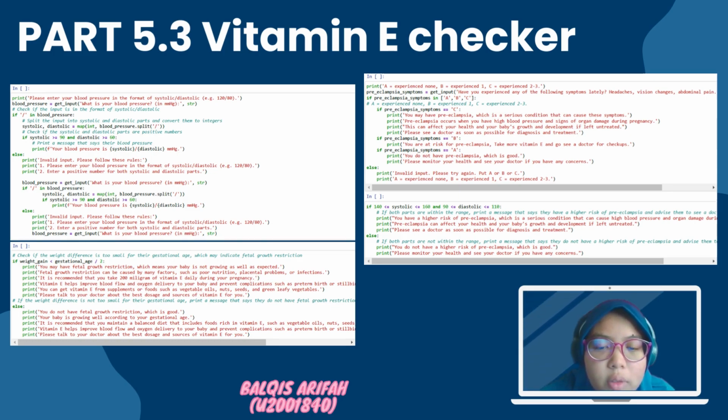And then next, we will ask for pre-eclampsia symptoms. If they have lots of symptoms, then they may have preeclampsia. If they have zero symptoms, then they do not have preeclampsia. And lastly, based on their blood pressure, we will say that they have a higher risk of preeclampsia. And if they do not have high blood pressure, then they have lower risk for preeclampsia.